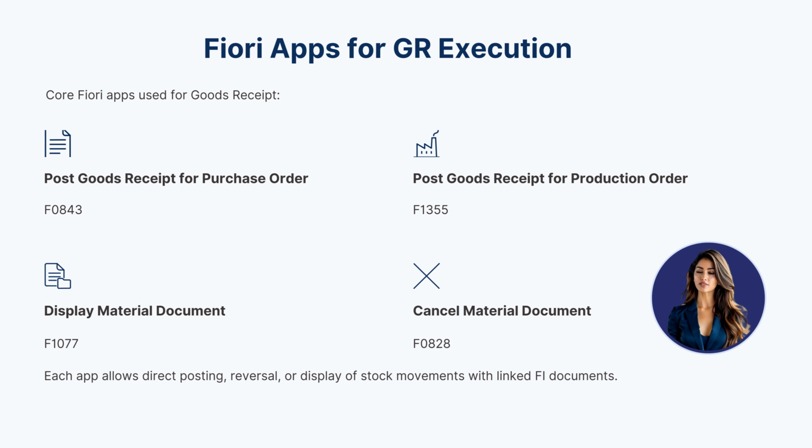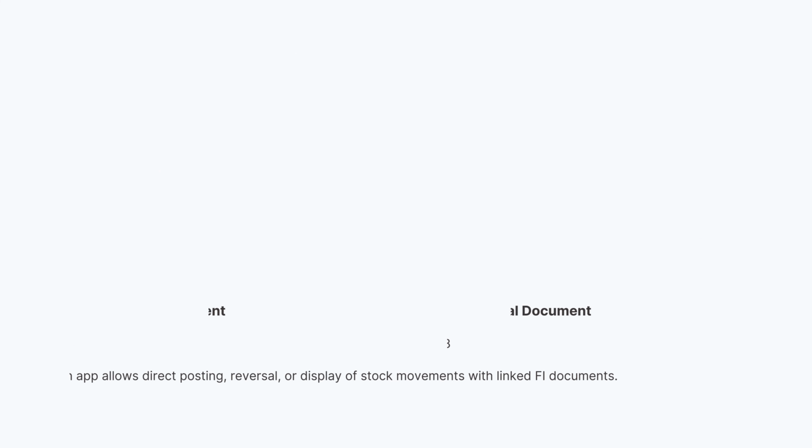Fiori apps for GR execution. The primary Fiori apps used in GR processing are Post Goods Receipt for Purchase Order, App ID F0843, Post Goods Receipt for Production Order, App ID F30V5, Display Material Document, App ID F1077, and Cancel Material Document, App ID F0828. Each app supports posting, reversal, and reporting, replacing old SAP GUI transactions like MIGO or MB03.